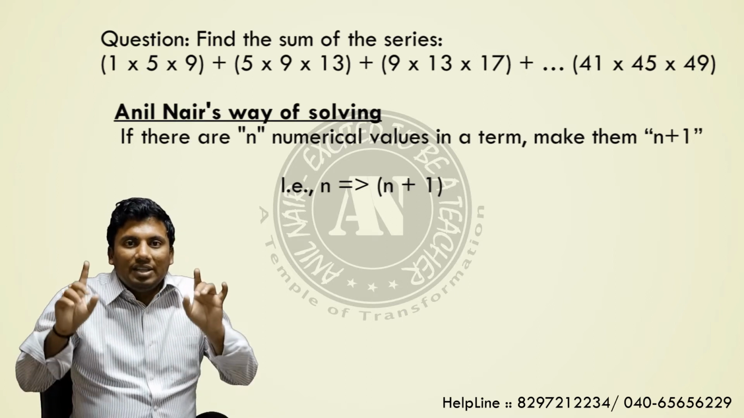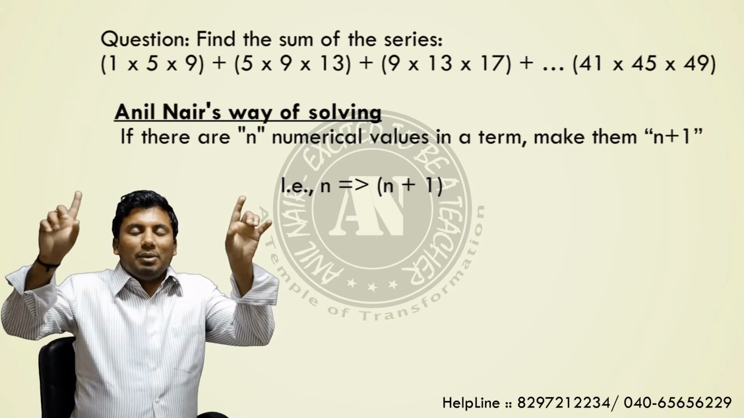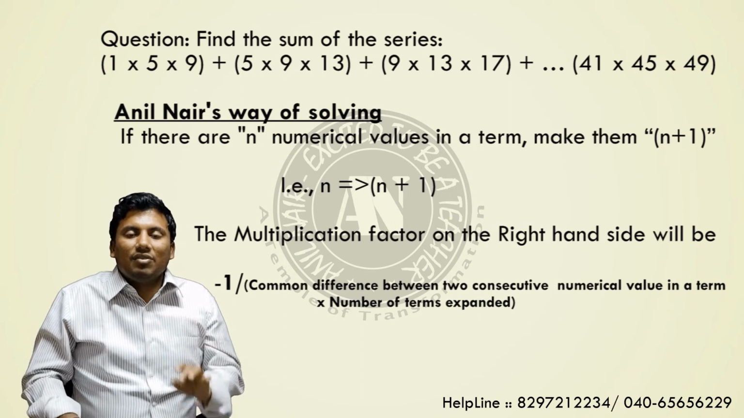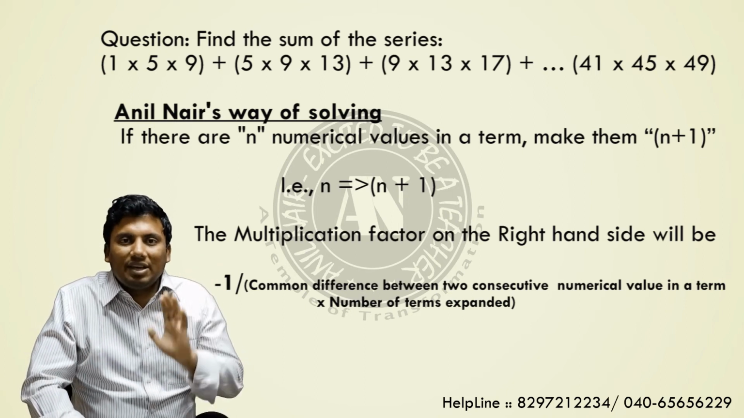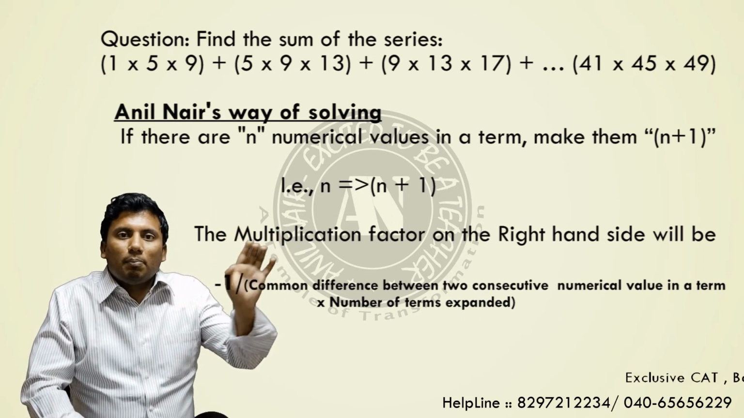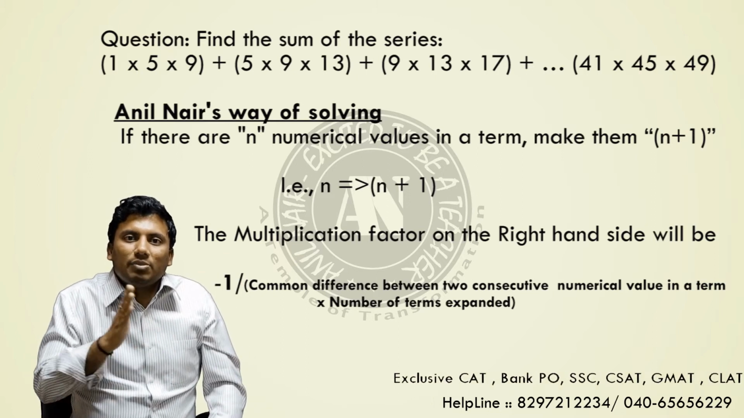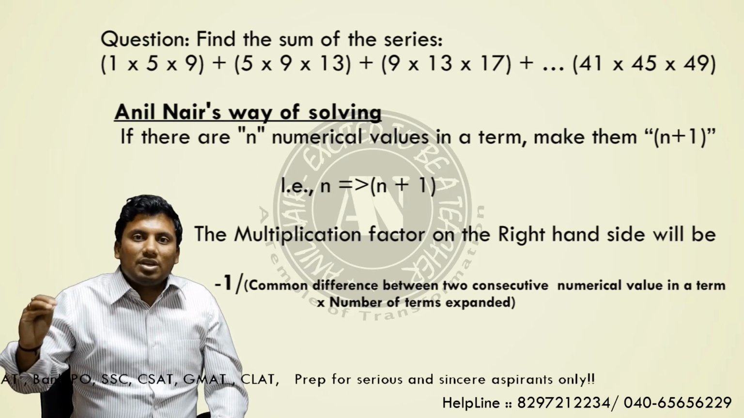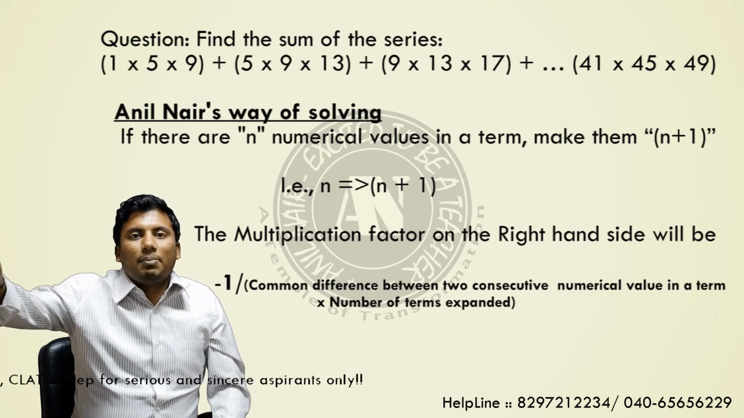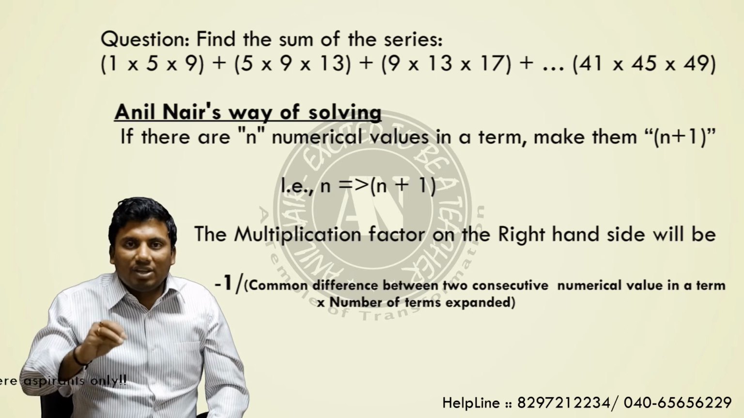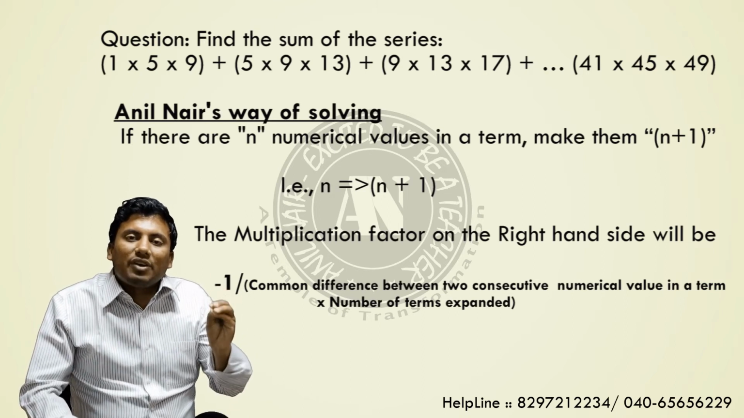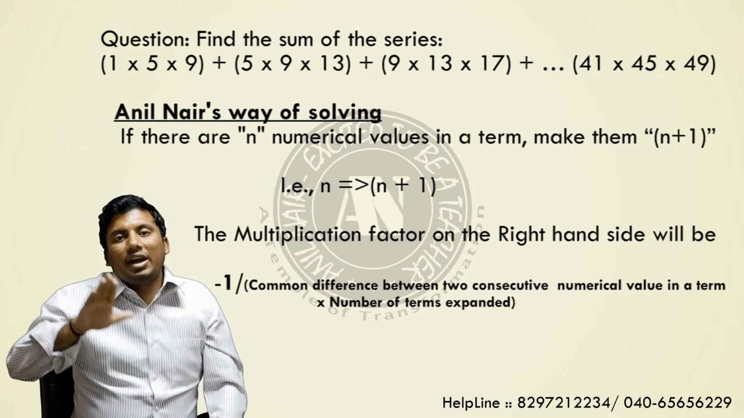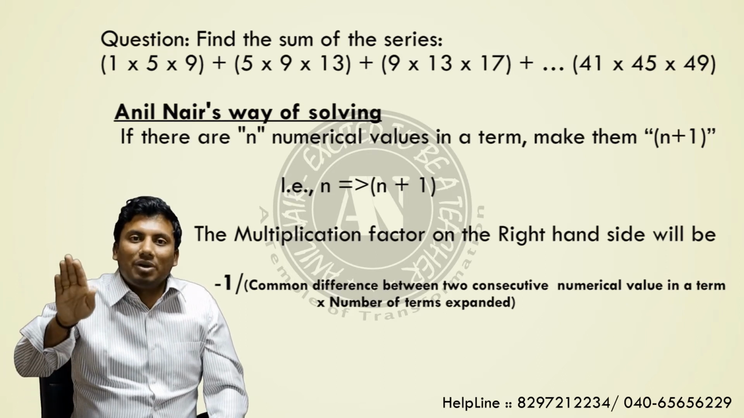Second point, in the right hand side, the multiplication factor: we will multiply our right hand side with a factor. That factor is given by 1 by common difference between consecutive terms into number of terms appearing in the right hand side. For example, here 1 into 5 into 9. There are 3 numerical values in the term. In the right hand side, it will become 4 numerical values.